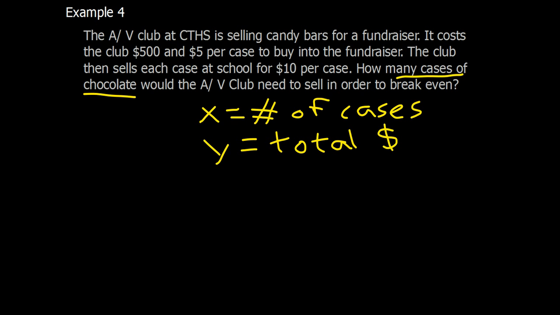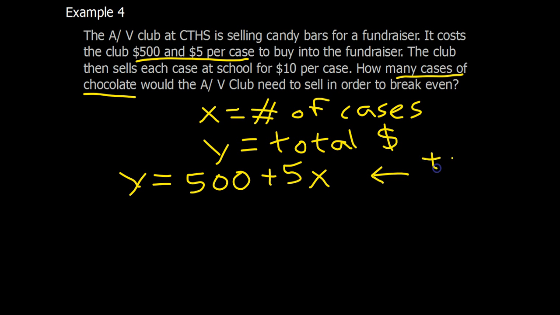Okay, so now I'm going to start looking at the different pieces of information that they give me. First of all, they tell me that the club is going to spend $500 plus $5 per case of chocolate that they buy. So if I want to put that into an equation, I'm going to say that the total amount spent, Y, is $500 plus $5 per case. Per, remember that means slope, so that's going to be 5x. $5 times however many cases of chocolate are bought. So in this case, this tells me the total amount of money that was spent by the school. Remember, we said Y is the total amount of money.